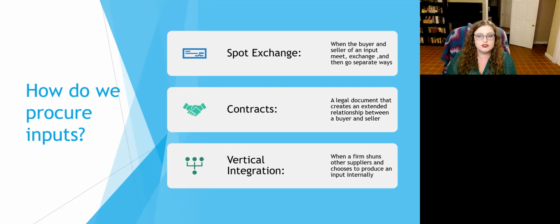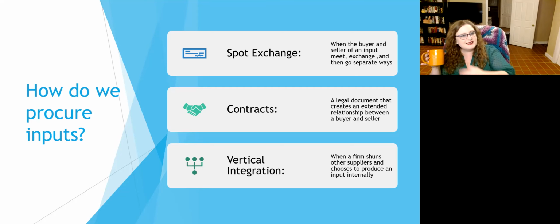So there's the idea of contracts. You can purchase your goods or services through spot exchanges, you can purchase them through contracts, or there's the idea of vertical integration. This is when a firm shuns other suppliers and chooses to produce it internally. That's the idea of saying, okay, I see that this requires both clay and glaze, the stuff that makes the pretty colors and shiny. Maybe instead of purchasing the glaze from someone, we're just going to produce it ourselves. Like we are done with suppliers. We are going to produce this ourselves.